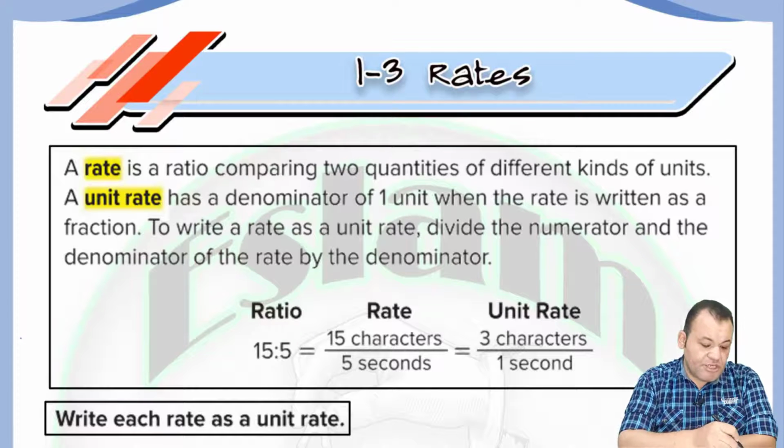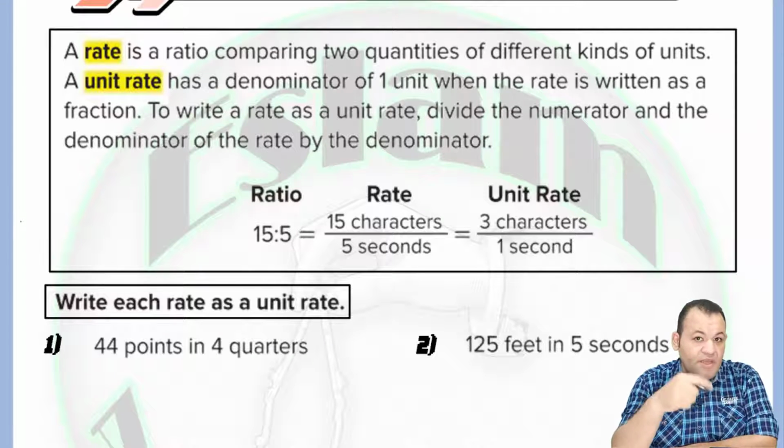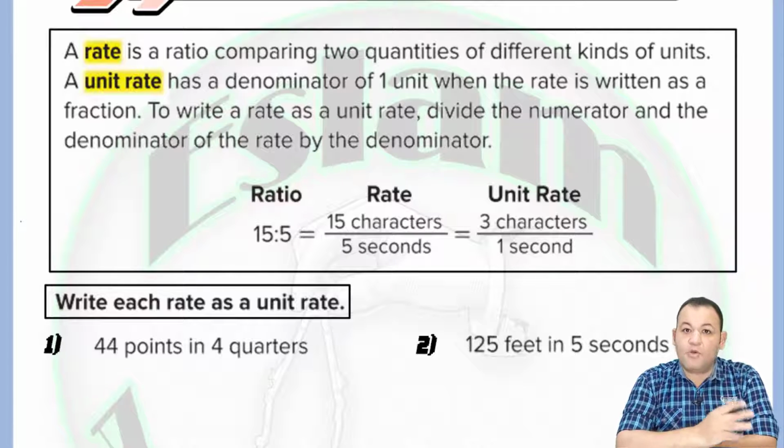So the first definition that we have for today is the unit rate. What is the meaning of the unit rate? Unit rate means that when you divide, you need to make the denominator equal 1. Suppose that you compare the price to the number of items. So you need to find the price of each one item. That is the meaning of the unit price.